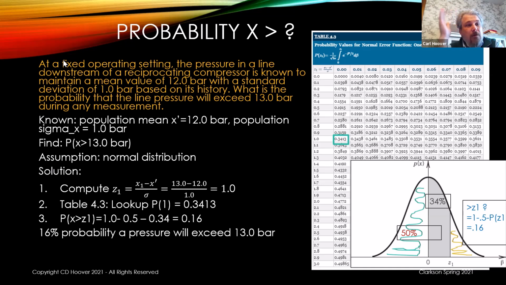So the sum of probability on the right side of this graph is 50% or 0.5. So if we want to know what's greater than 13, we just take 0.5 and subtract off the probability at 13, and that's 0.5 minus 0.34, or 16% probability that there'll be a measurement outside of 13 bars. So that's that problem. So go ahead and take some notes on that one, visually shown here on the right.